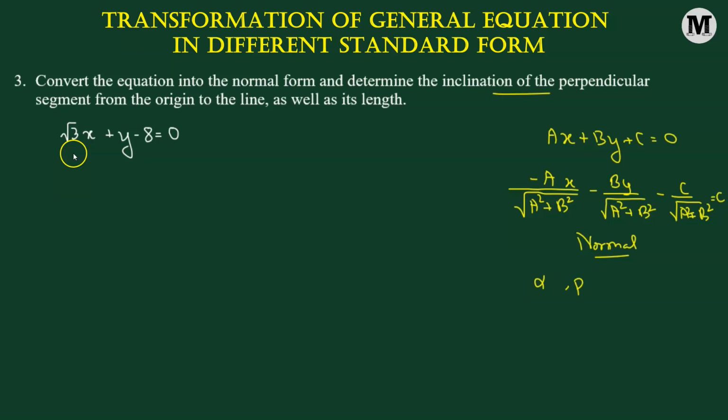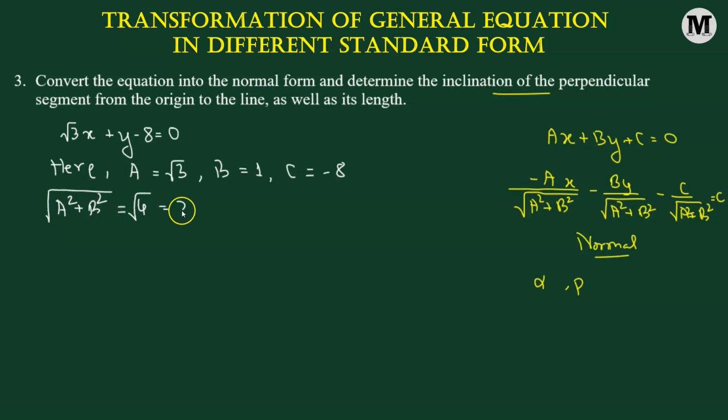That means here we have to determine alpha as well as the value of p. We'll come to the values of alpha and p in a moment. First, the value of a equals square root of 3, b comes out to be equal to 1, and the c value equals negative 8. Now let's quickly find the value of a squared plus b squared. That's going to be equal to 4, which means that if we take the square root of a squared plus b squared, that gives us the value 2. So this equation, which is in the general form, we can convert to the normal form using this particular formula.